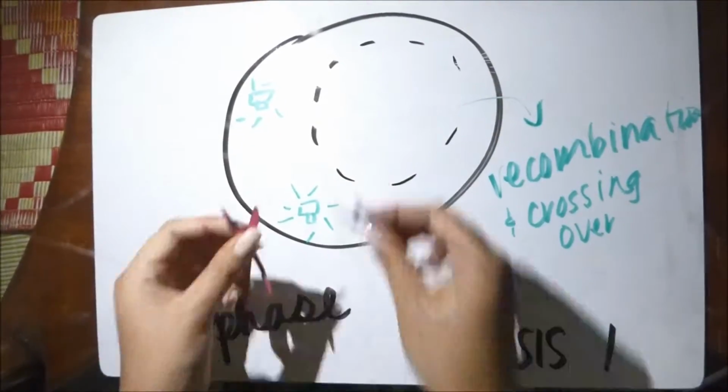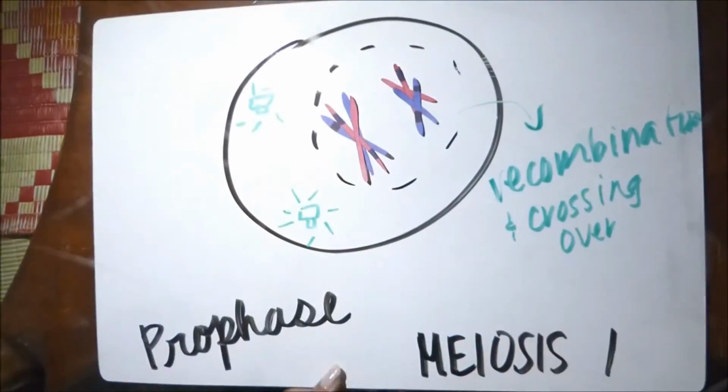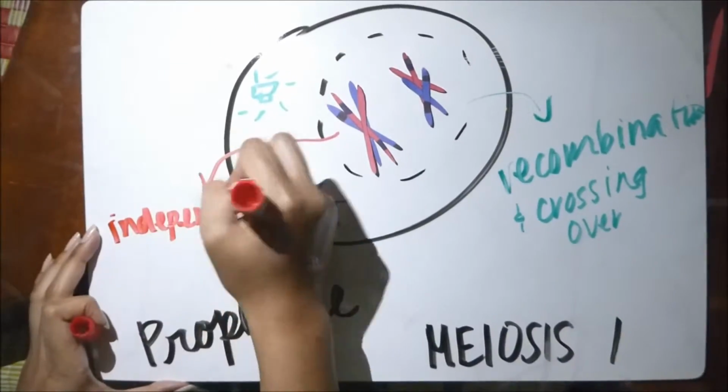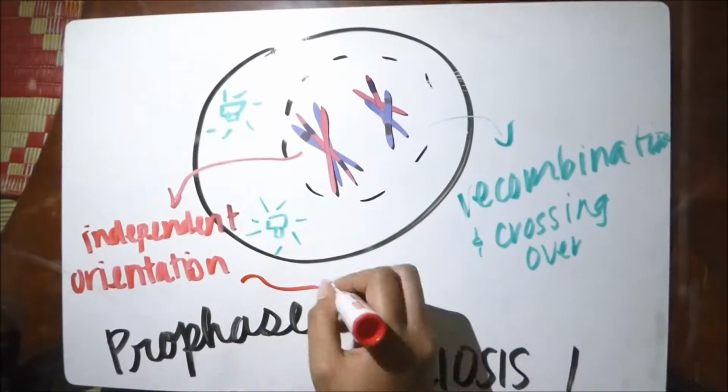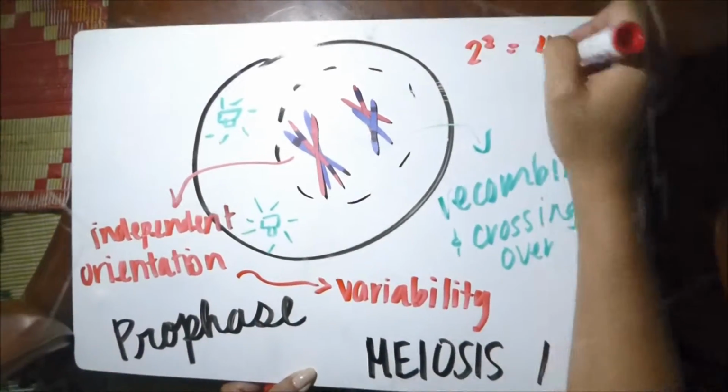This is important because the chromosomes that came from mom and dad will be passed on to the child as a brand new chromosome, which maintains variability. Recombination ensures that the next generation will be different than the current one.